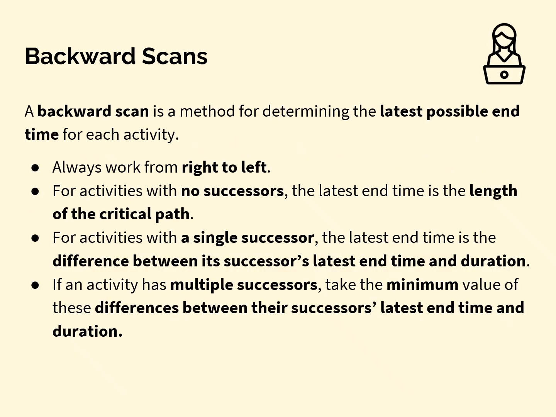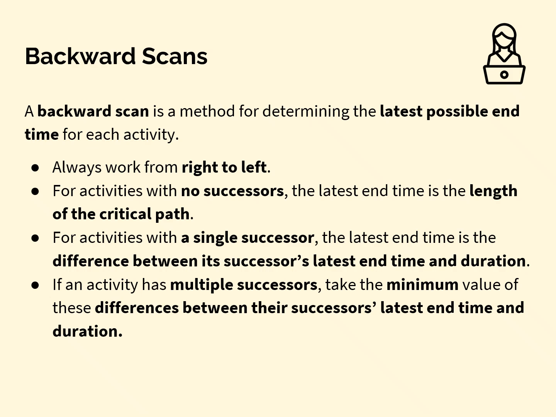Right, so if you've come back then, we're now going to take a look at a backward scan. A backward scan is a method for determining the latest possible end time for an activity. So we always work from right to left, for activities with no successors. What I mean by a successor is the opposite of a preceding activity. A successor is an activity to the right of one of the activities you're looking at.